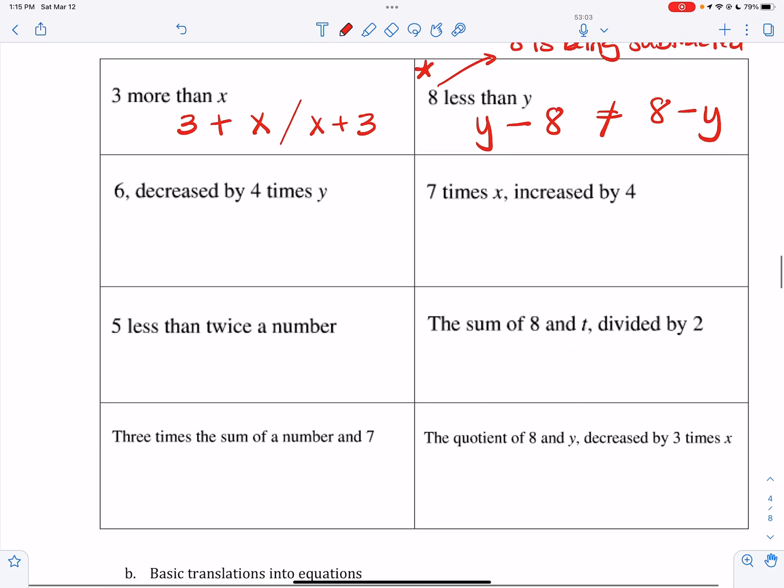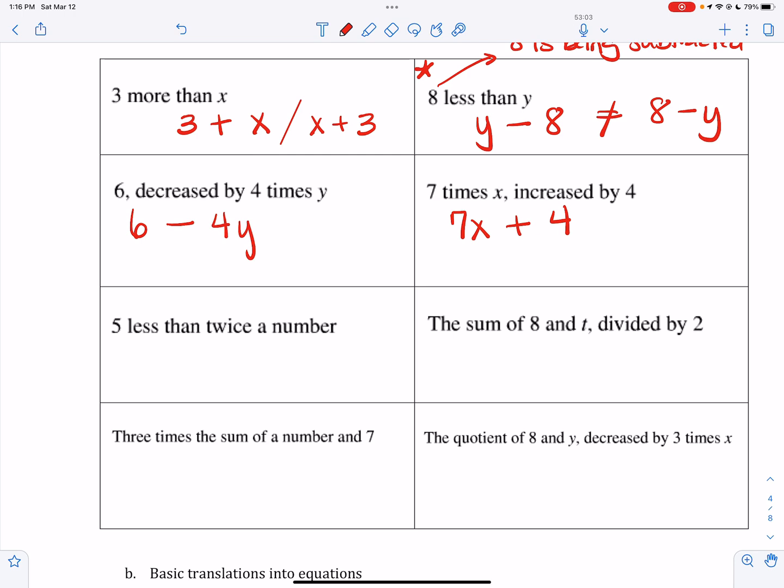All right, and the next one, they say 6 decreased by 4 times y. So as we translate this, 6 decreased by 4 times y. Now, sometimes students put parentheses around the y, but it's not necessary. You definitely don't put an x like a multiplication symbol. You don't put a dot, but that would be the correct representation right there, 6 minus 4y. And the next one, it says 7 times x increased by 4. And I just like to write it exactly as I see it, okay?